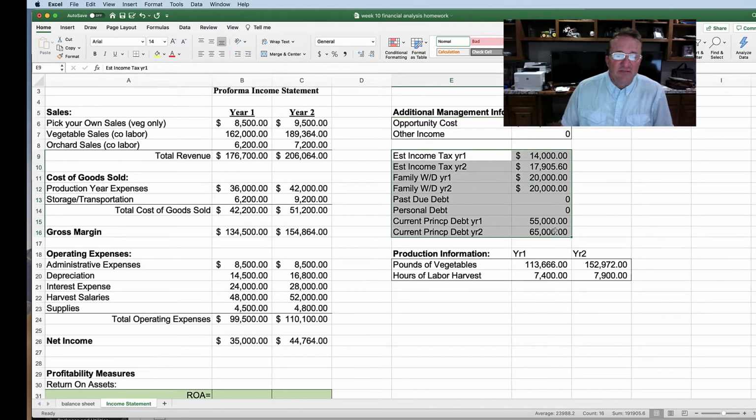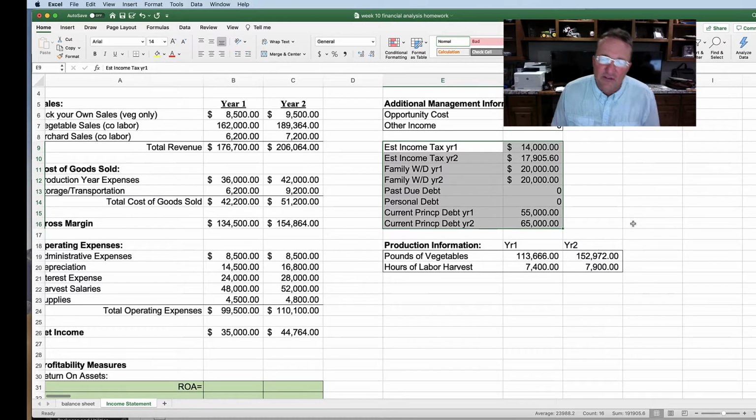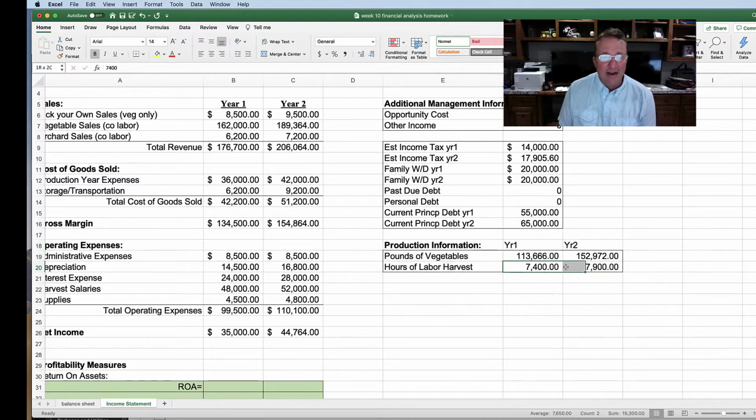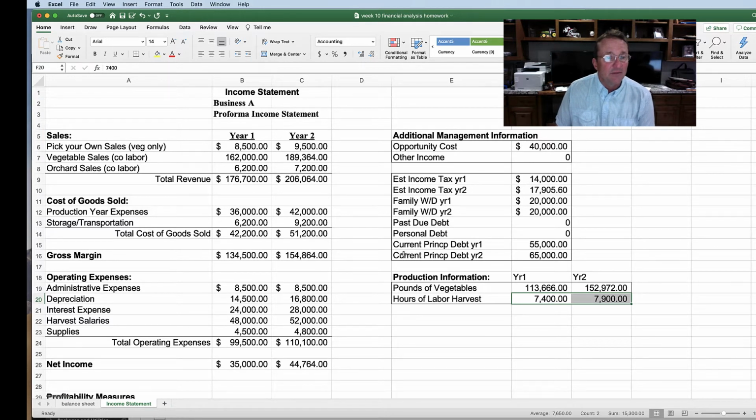This is some stuff that we've utilized in previous homeworks. We're not looking at this. This is a little bit of debt analysis. We're not going to mess with that much, but we do have production of the vegetables that we harvest and the hours that it's taken, which we're going to use a little bit as well. All right, so that's some stuff that we've got here to look at.